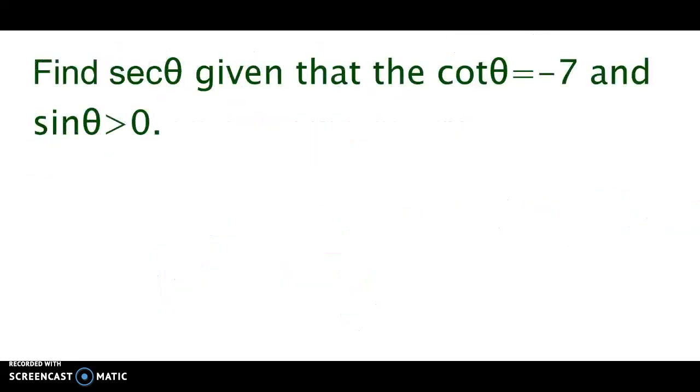All right, next one. This looks familiar. Similar type of question we've done already. It says find secant of theta, given that cotangent of theta equals -7 and sine of theta is greater than 0. All right, go ahead and try this on your own. My hint here is draw a picture.